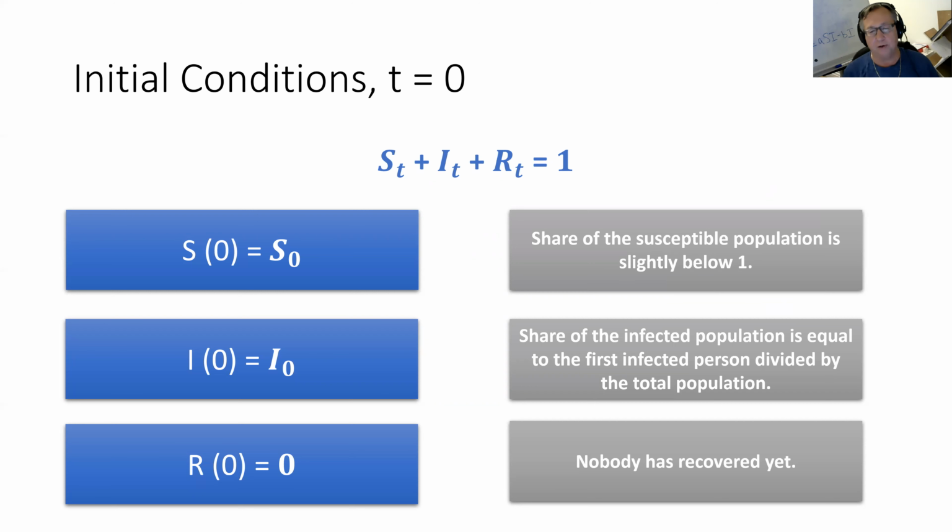And of course, R naught, not to be confused with the other R naught, is going to be equal to 0 because in period 0, there hasn't been anybody infected in the past, so there's nobody to be in the recovered state and so on. Okay, so those are the initial conditions in the model. And again, because S, I, and R are shares of the population, they will sum to 1.